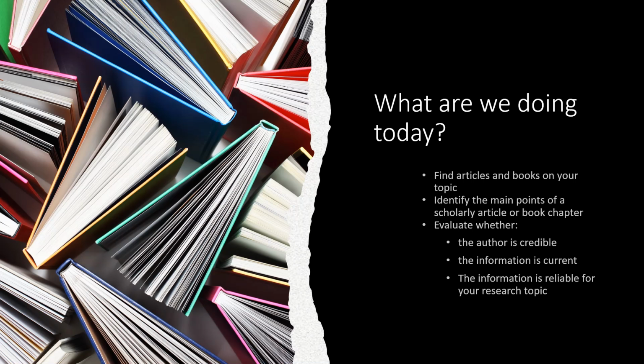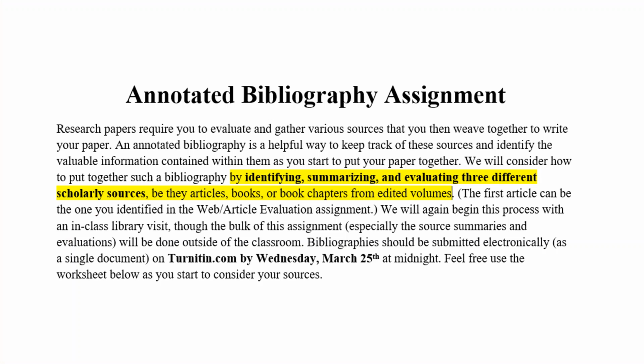So today, we're going to find articles on your topic. We're going to identify the main points of a scholarly article and learn how to do that. And we're going to find out how to evaluate whether the author is credible, the information is current, and the information is reliable for your research topic. And we'll figure out how to easily do this in our search tools.